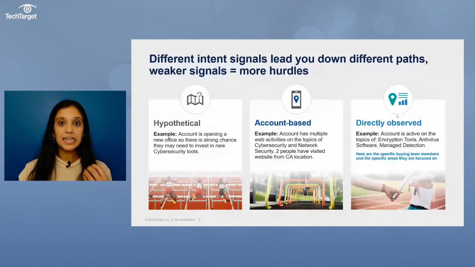In addition to that, intent data really allows you to keep track of changes against these ABM accounts over time, so you can really identify if there is any new activity that's happening at these organizations or any new accounts that have now started to become active.